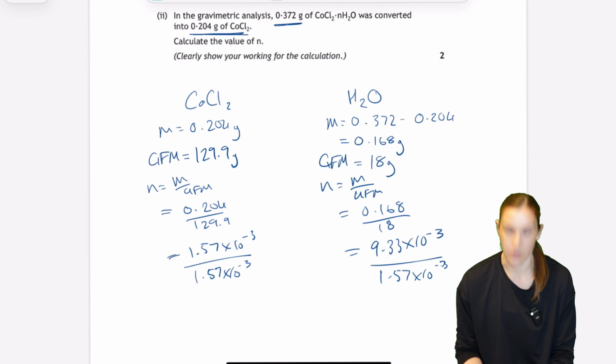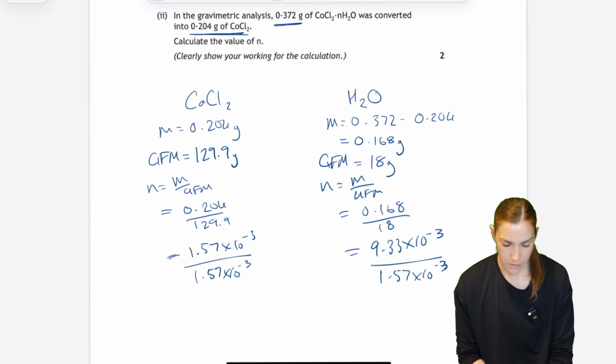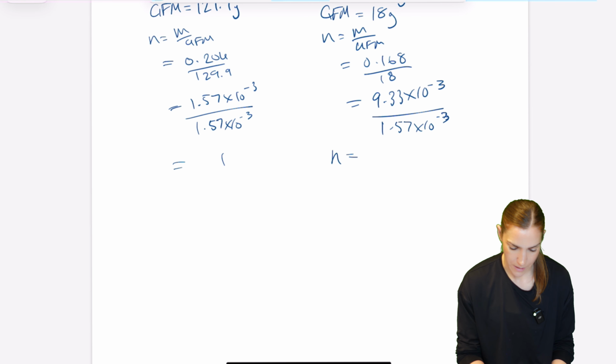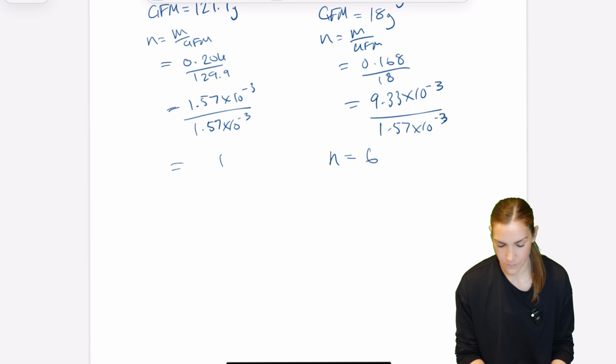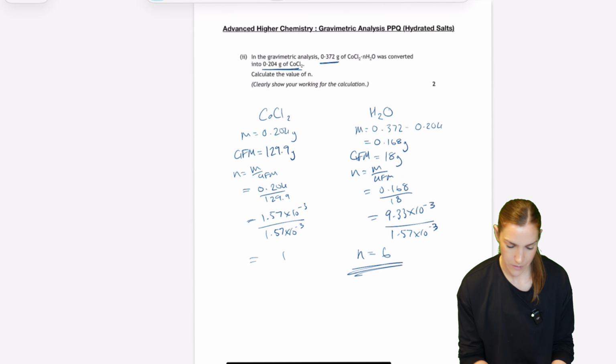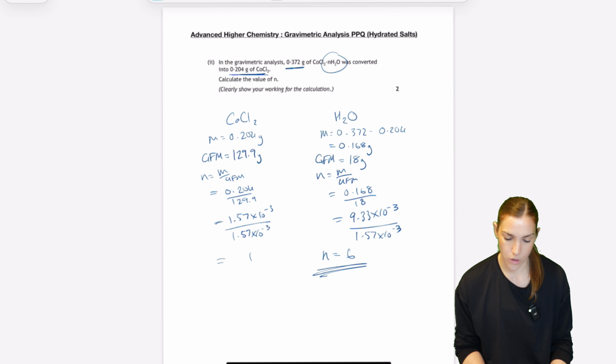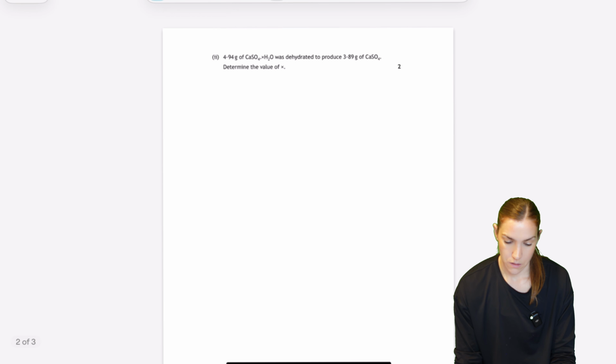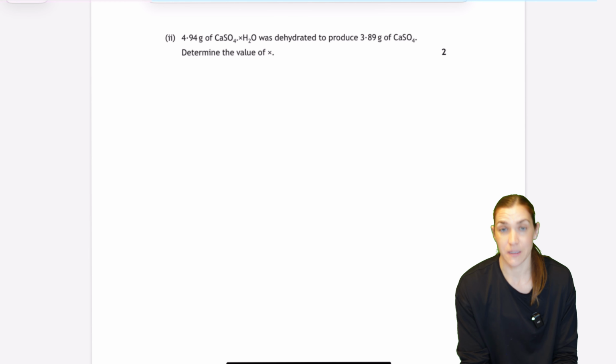So I would double check your mole calculations. If we do that, we're going to get 1 mole for the copper, keep calling it copper, and 1 mole for the cobalt chloride. And then for the water, we should end up with N being 6. And that's our final answer. So we've now managed to calculate how many moles of water there were for every 1 mole of the cobalt chloride. Easy as that.